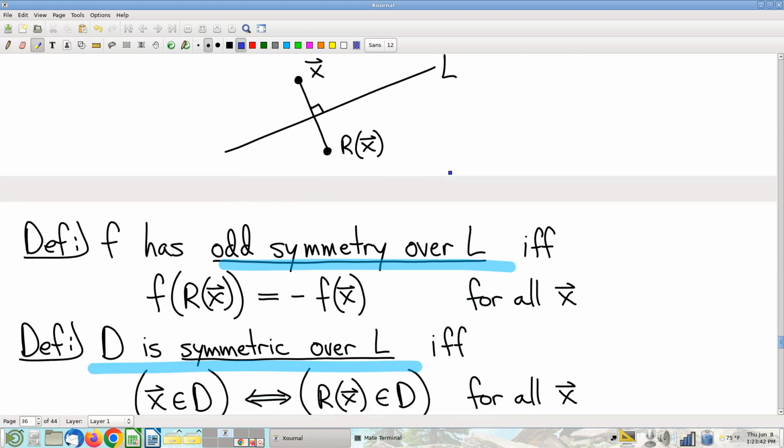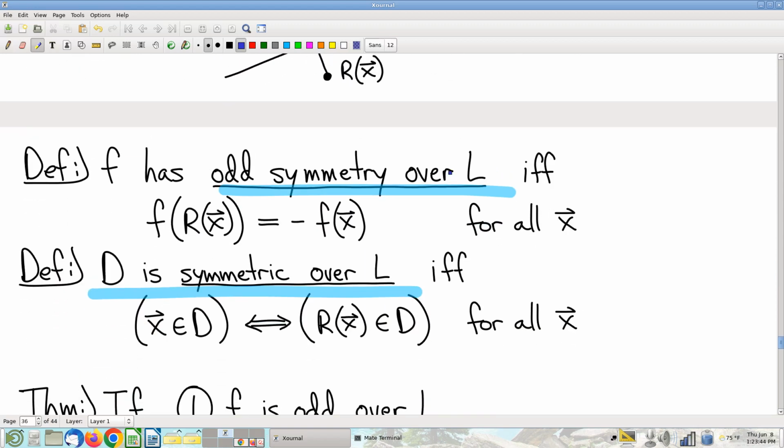Okay, so with that idea of a reflection defined, an odd function is a function where when you reflect the input, you get a minus sign on the output. And I claim that this is a two-dimensional version of the exact same notion of odd symmetry that we talked about in single variable. Does that seem reasonable to y'all? Okay.